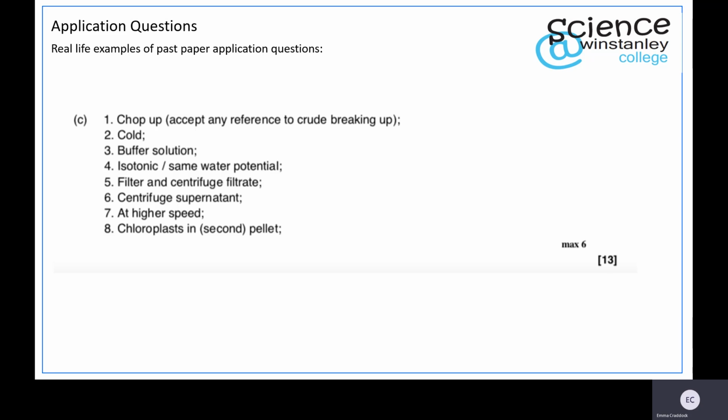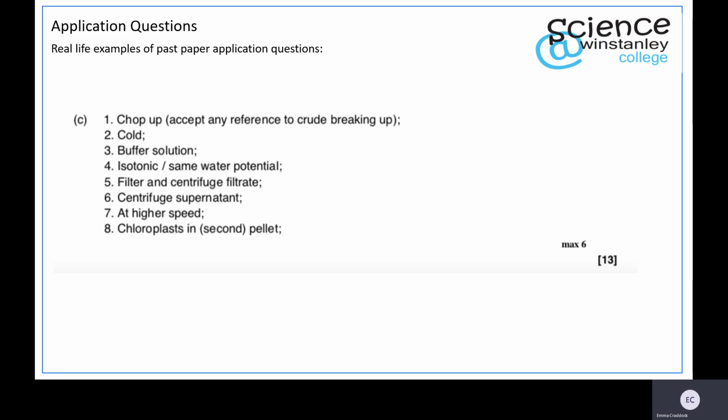Okay, so you have up to 8 points that you can put in here. The first step would be to chop up, or any reference to breaking up, the lettuce. Sometimes you might put it in a liquidizer. You'd say it's cold, you'd say it's in a buffer solution, and you'd say it's isotonic. Remember this is to preserve your chloroplasts and your cells. It needs to be at the same water potential so they do not get water brought in by osmosis and burst, or water leaves by osmosis and they shrivel up.